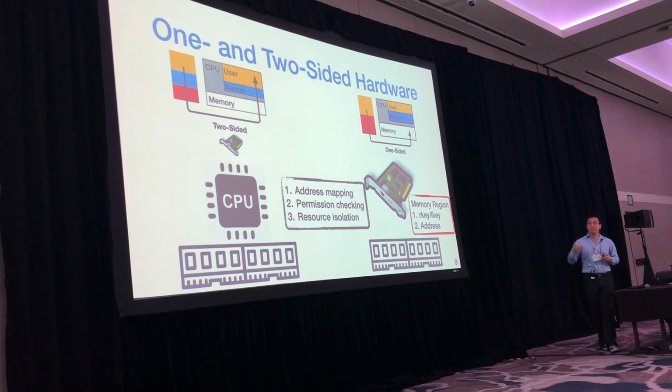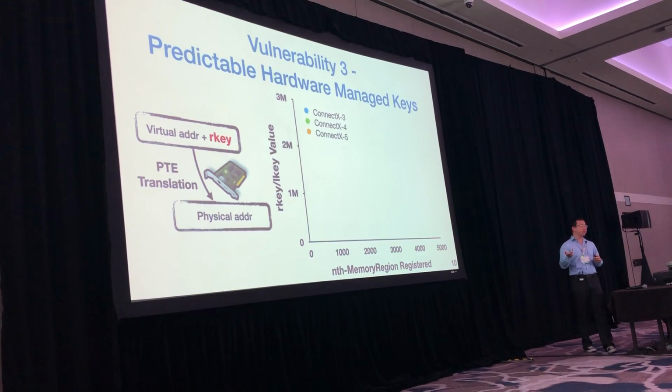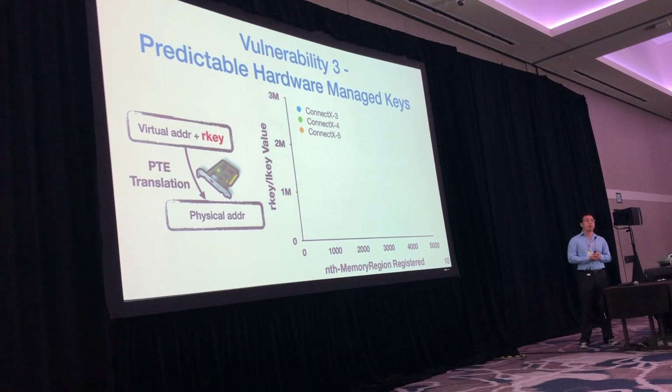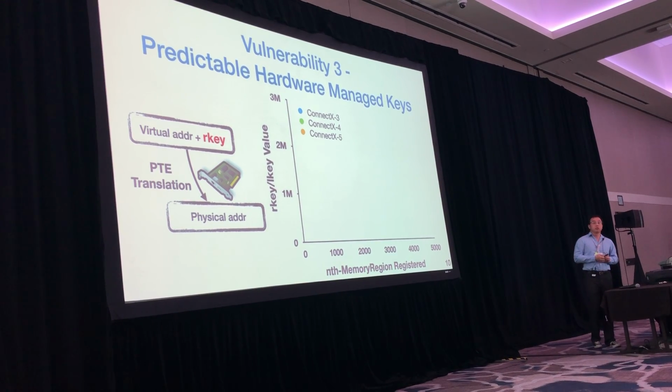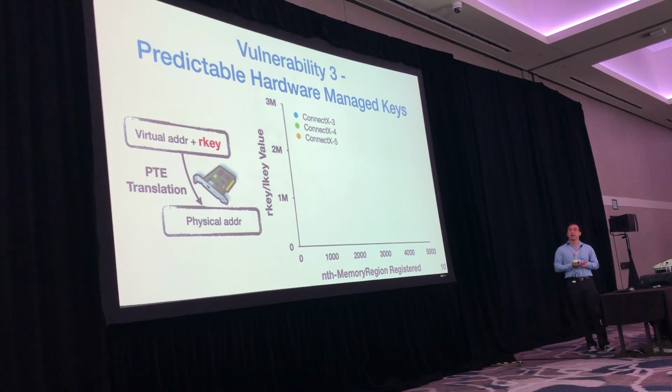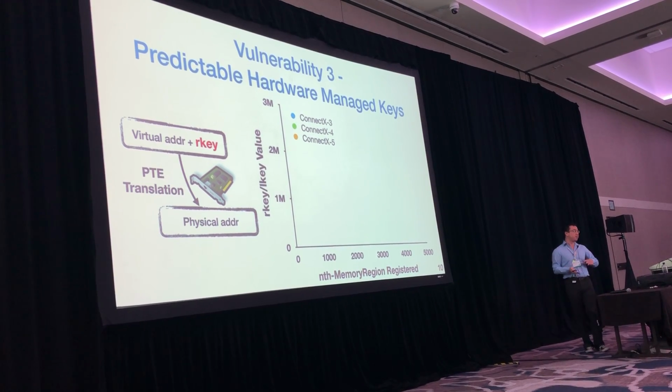However, we found out that these keys are actually predictable. The hardware-managed keys are predictable. It's the third vulnerability. We found that in all three NICs we tested, the RDMA NICs from Mellanox, three generations, they all have the same issue.